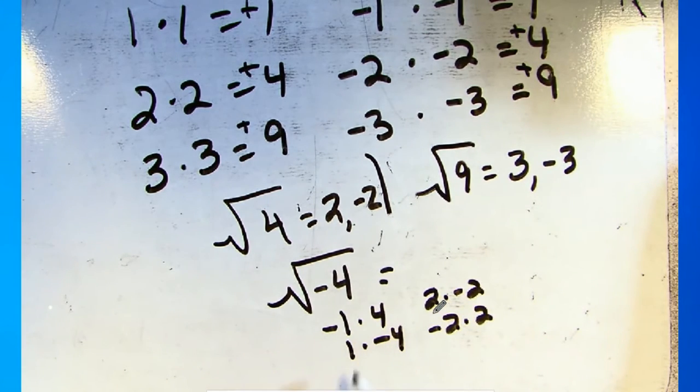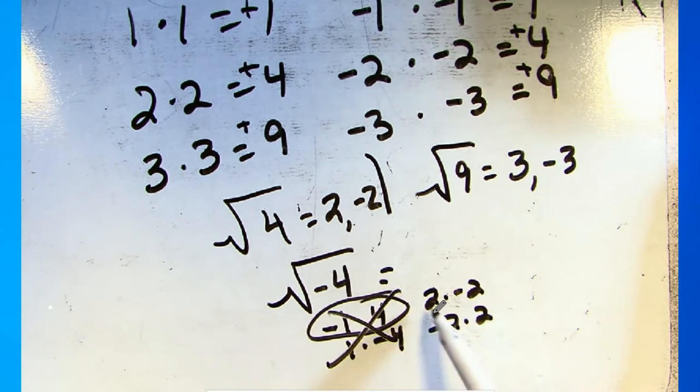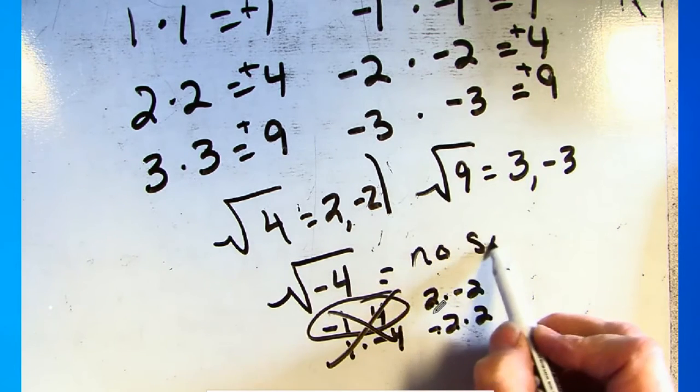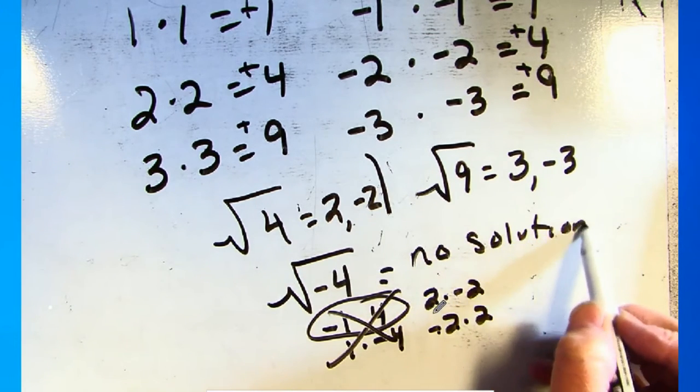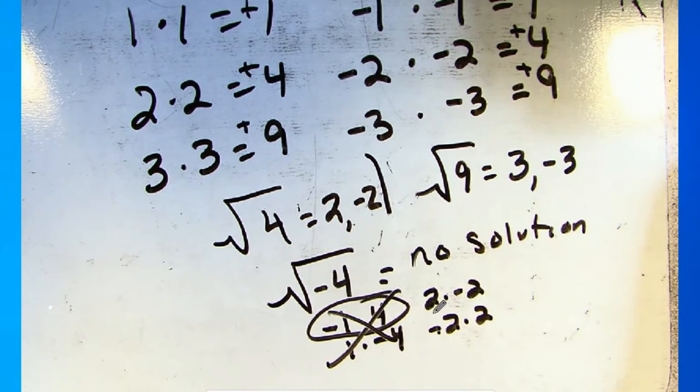I didn't write the same number. We don't use these. But even if we're looking here, it's 2 times negative 2, or negative 2 times 2. Negative 2 and positive 2 are not the same number. This has no solution. You cannot take the square root of a number that is negative. You can only take the square root of a number that's positive.